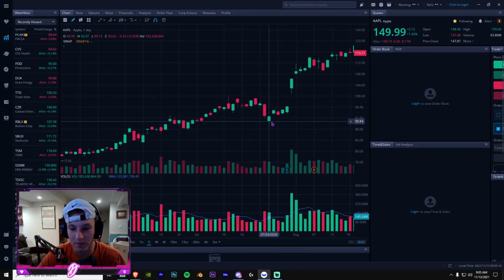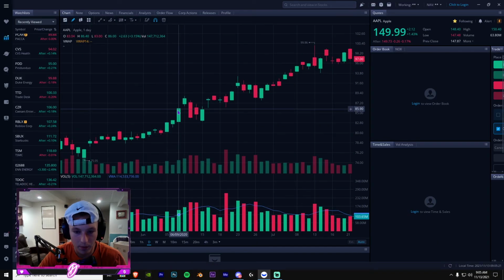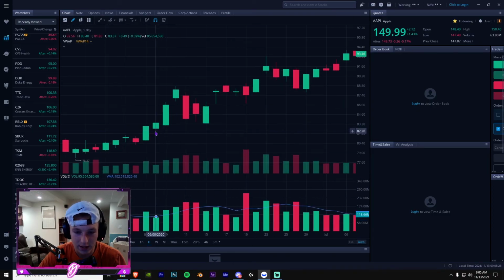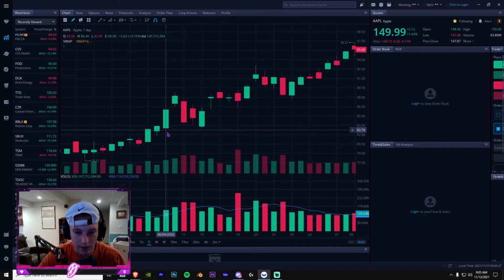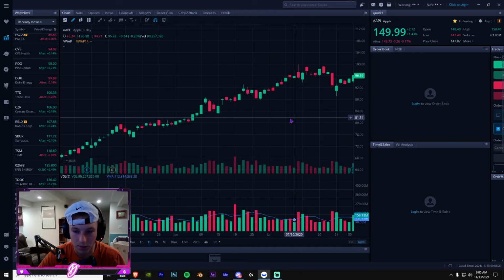At the bottom of a downtrend, they work. You might see a hammer in the middle of an uptrend, but that's kind of a half hammer, and it doesn't really tell me anything. I mainly look for hammers at the bottom of a downtrend.